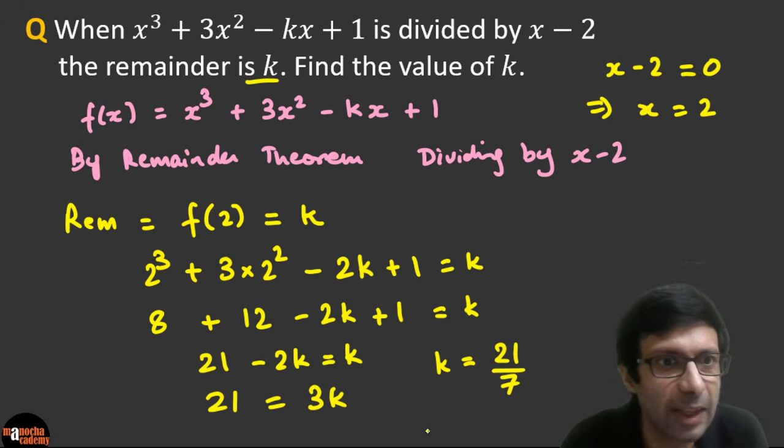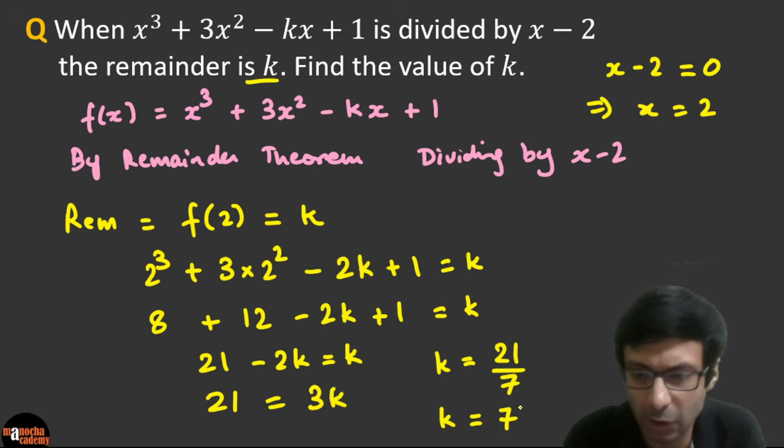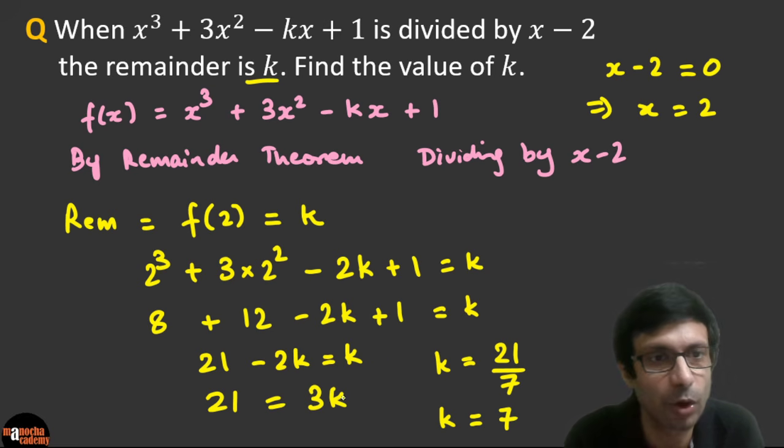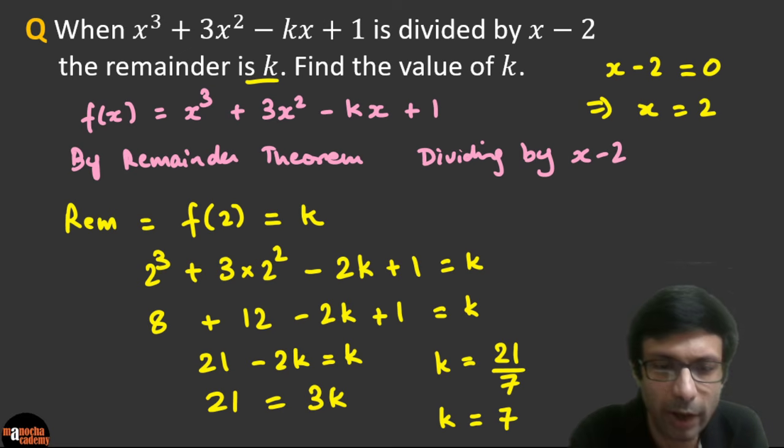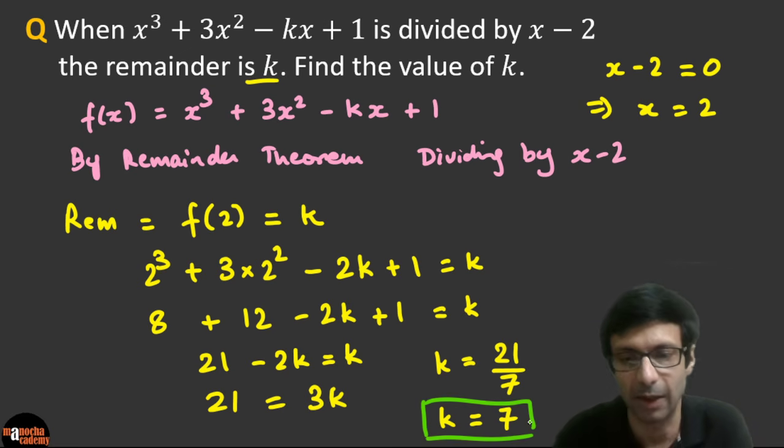Very good. I see a lot of you have the right answer. So k is actually 7. Some of you are saying 21 by 2. No, guys, it's 21 by 3. Minus 2k goes on that side, so you're going to get 3k equals 21. Excellent. I see a lot of you have the right answer. k turns out to be 7.